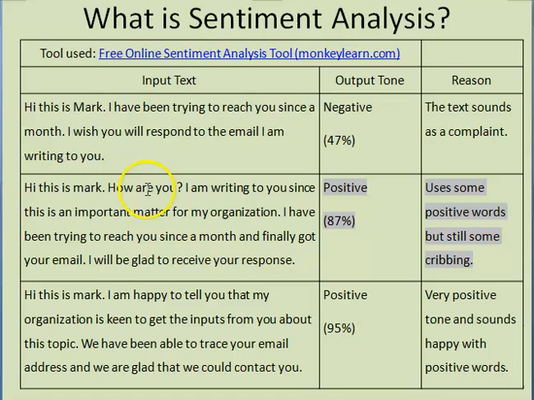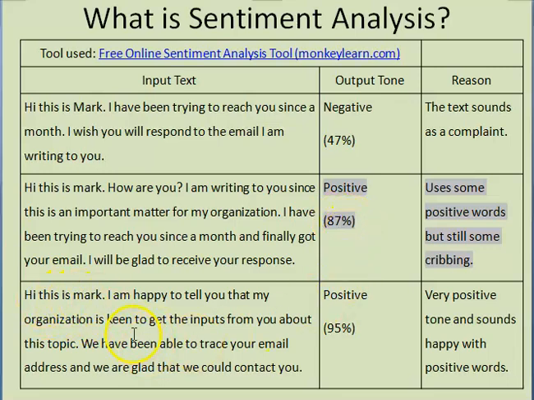Then we have, "Hi, this is Mark. How are you? I'm writing to you since this is important matter for my organization. I have been trying to reach you since a month and finally got your email, and I'll be glad to receive your response." Now in this particular email, we are writing why this email is important, because we need some kind of help from the person to whom we are writing, and they have been trying to reach him and finally they have got hold of him through his email, and so this is a partially positive email, and it uses a lot of positive words, but still some cribbing is there that "I have been trying to reach you but could not reach you" and like that, which would have been better if this was communicated when they were in person than in writing in an email. So that way this is not a very professional way of writing. So it is a positive email with 87%.